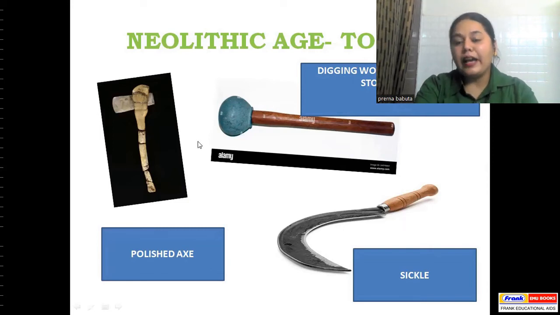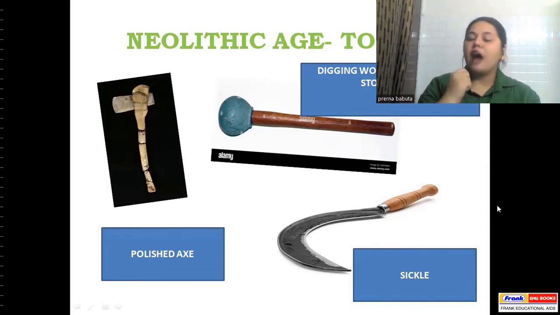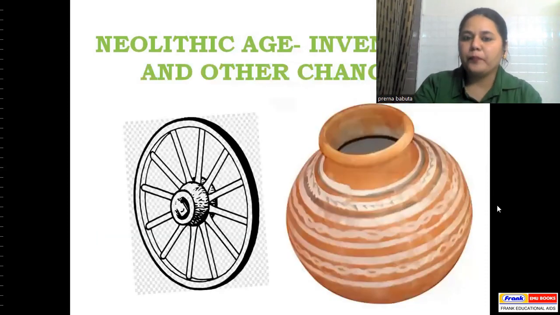Sickle and axe, these two tools are still used in agriculture. And what is a sickle used for? It is used for harvesting the crop or cutting the crop.